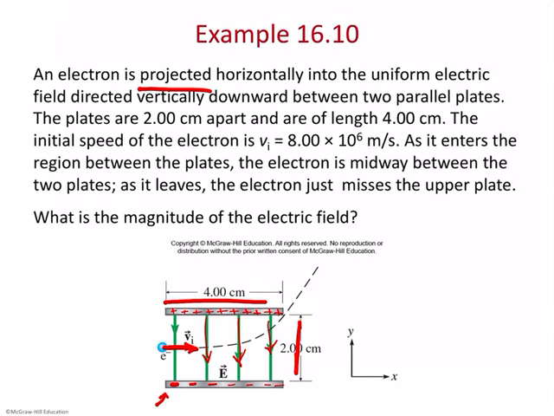But this electron has an initial velocity in the x direction. This is wanting you to find the magnitude of the electric field between these two plates. So you have to think about both x and y values. All right, I'm going to go on over to our next slide and write some stuff down.